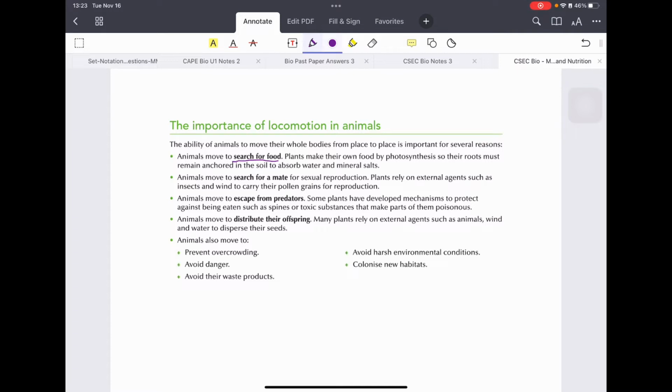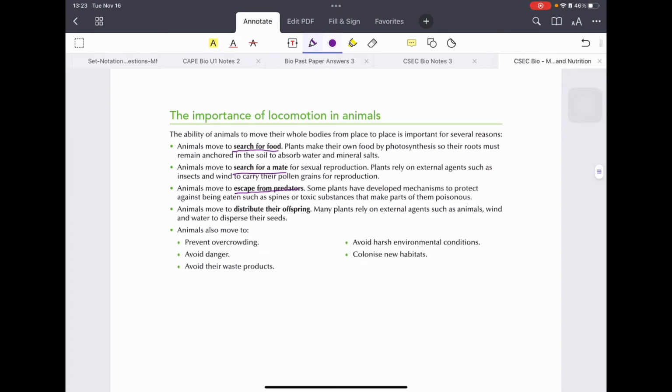Also, animals reproduce by sexual reproduction. So we need to search for a mate. You can't expect somebody to come up to you just like that, right? You have to go out and search for a mate. Also, some animals have predators, and also the predators need to move to search for their prey, which is their food, right? As in the first example here. So prey need to be able to move to escape predators, okay?